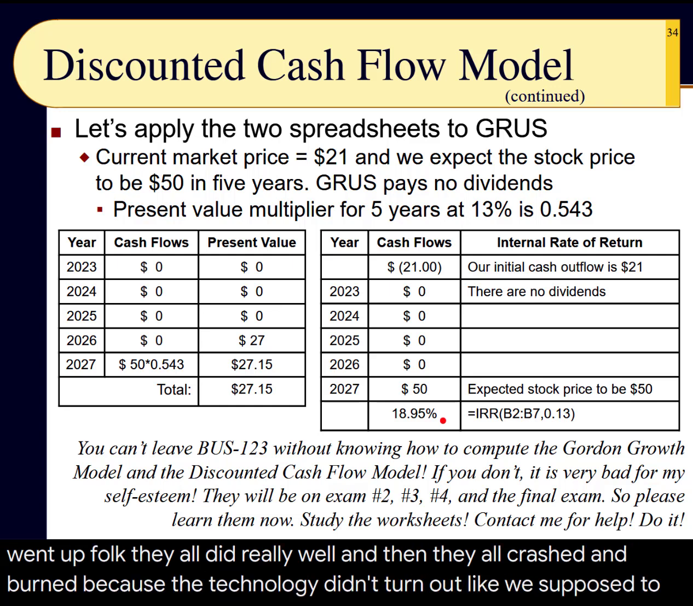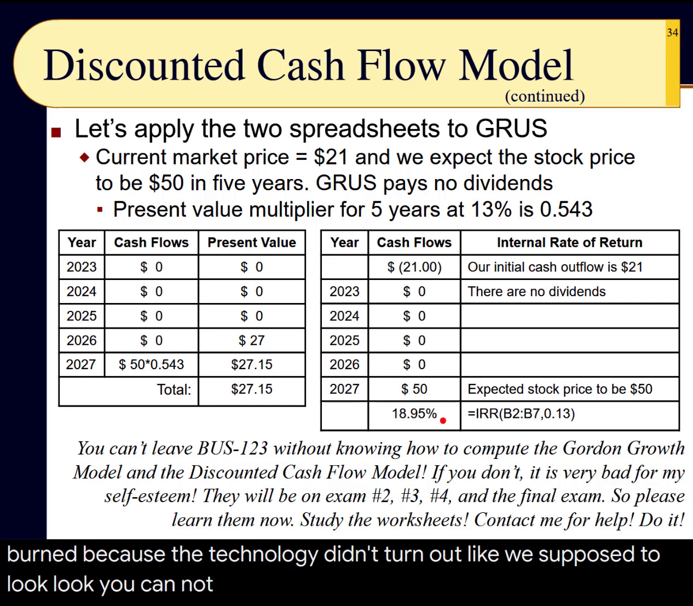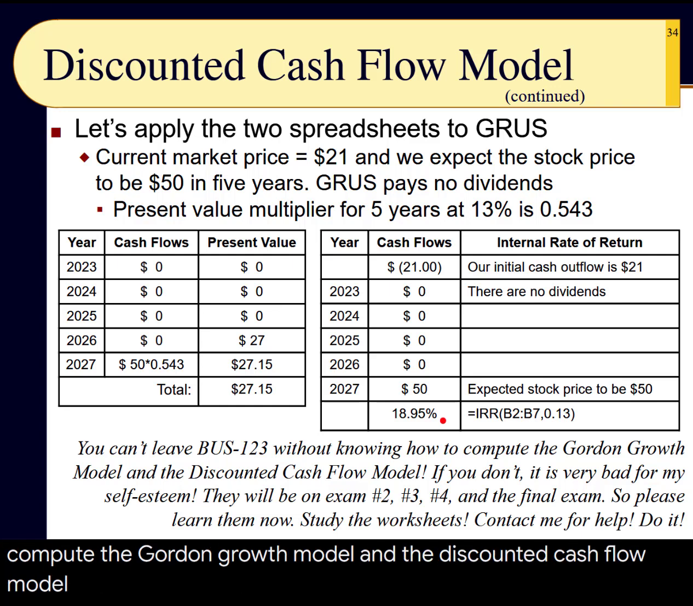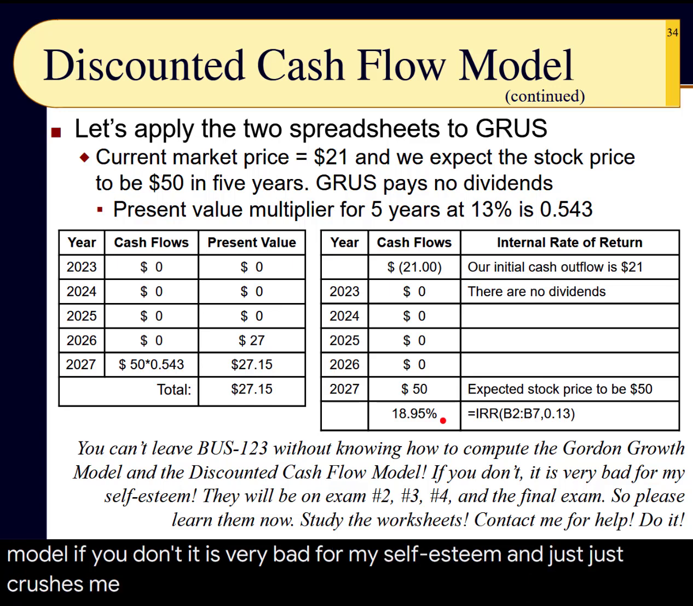They all did really well, and then they all crashed and burned because the technology didn't turn out like it was supposed to. Look, you cannot leave Business 123 without knowing how to compute the Gordon growth model and the discounted cash flow model. If you don't, it is very bad for my self-esteem. It just crushes me because you didn't learn it.